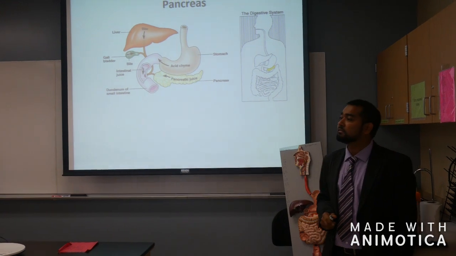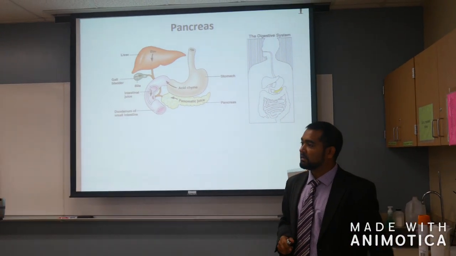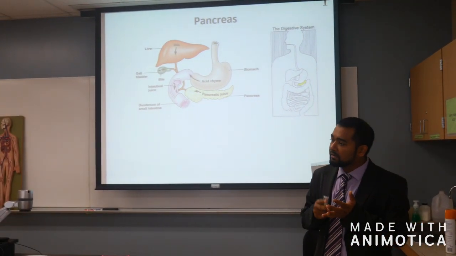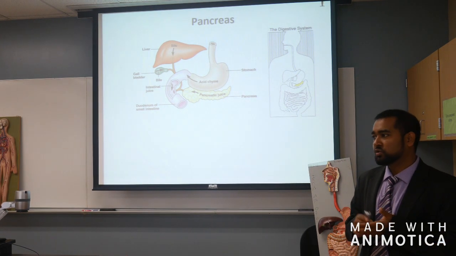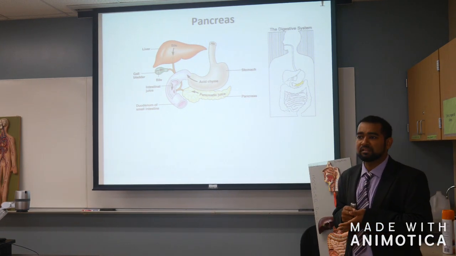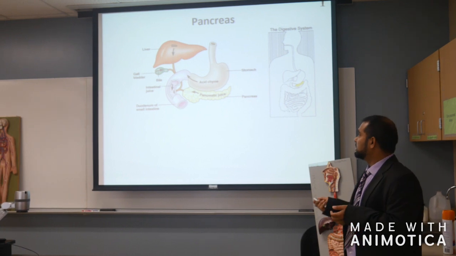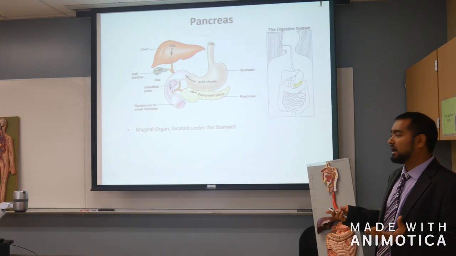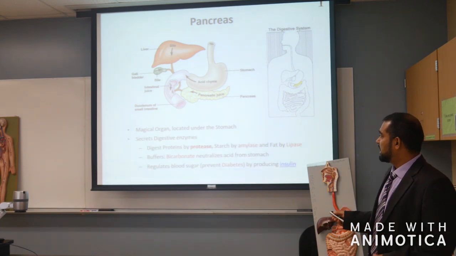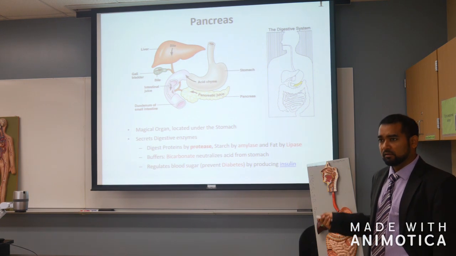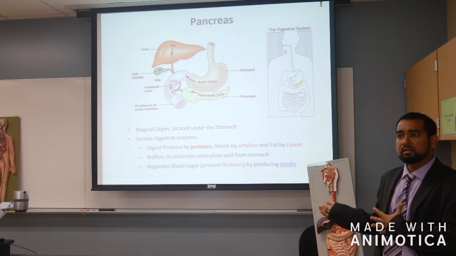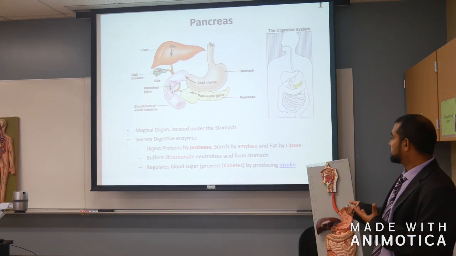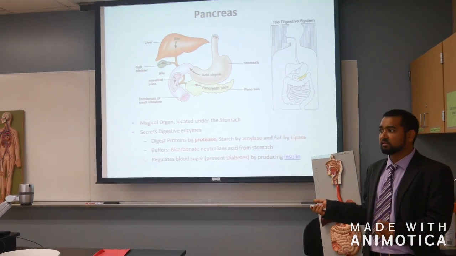As I said, the pancreas right here is a very magical organ sitting right behind the stomach. What it does, everything you can name off. It digests the starch, protein, sugar, fat, carbohydrate, everything you can name off. It produces a lot of enzymes to digest, for instance, protein by protease, fat substances by lipase. It produces amylase also to digest the starches.